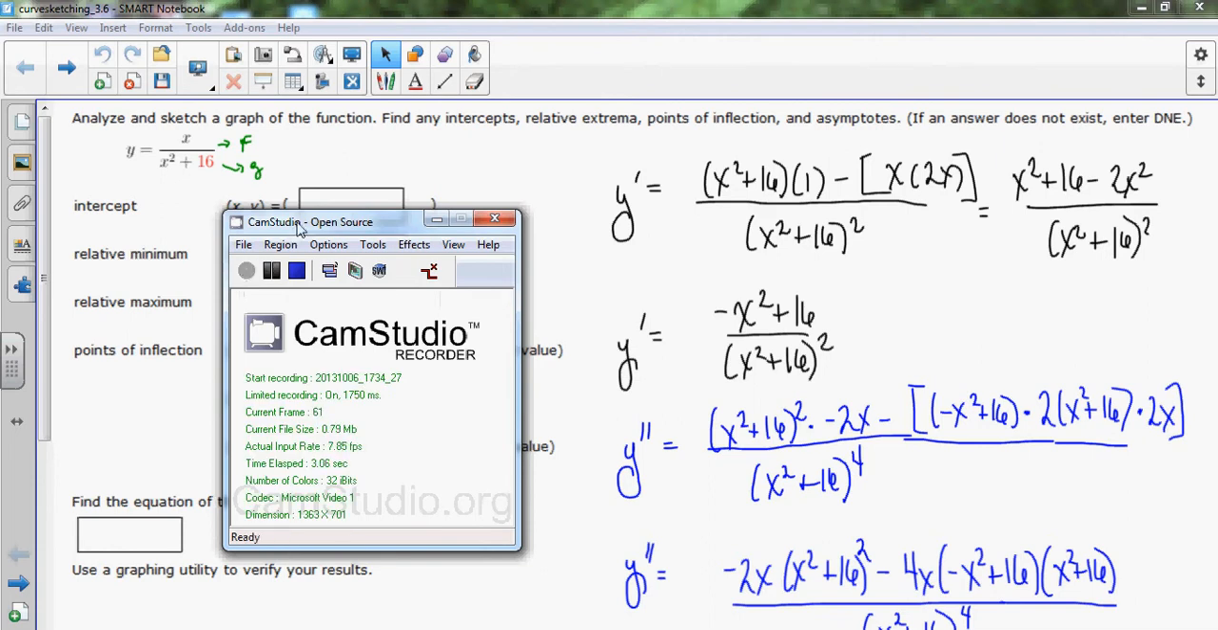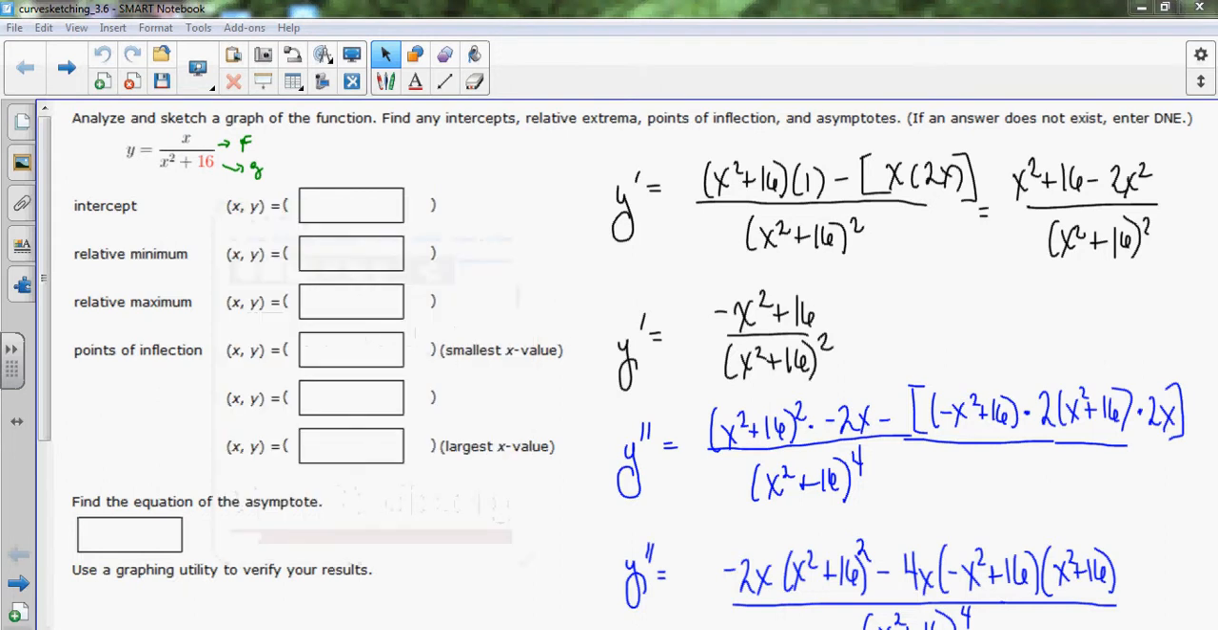Okay, so this is an example problem from 3.6, which basically takes everything from 3.1 to 3.5 and sticks it into one problem. We'll have a y value: y equals x over x squared plus 16. What we're going to have to do is find the first derivative, the second derivative, and use the values that we find in there to plug back into y equals so that we can find the intercept, the min, max, points of inflection. For the asymptote, we're going to have to just use our rational expression rules for the very original and go back and find the asymptote from there.